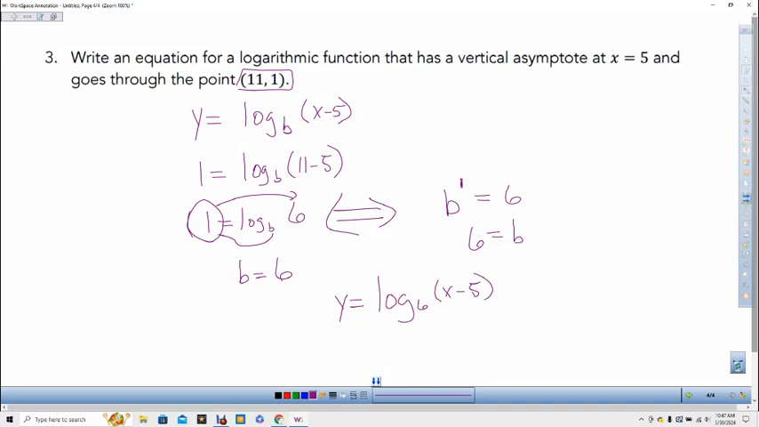That is going to give me a logarithmic function that has a vertical asymptote at x equals 5 and passes through the point (11, 1).